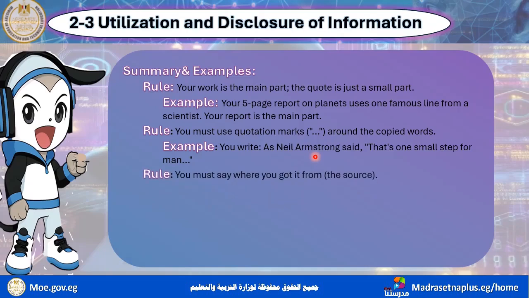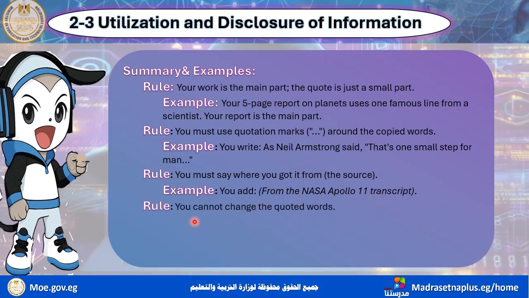Rule number 3: you must say where you got it from, the source for these words. Look at the example. You add, from the NASA Apollo 11 transcript. And rule number 5, you cannot change the quoted words. For example, you cannot change the quote to "that's one big step for a man." No, you have to bring his own words: "that's one small step for a man."